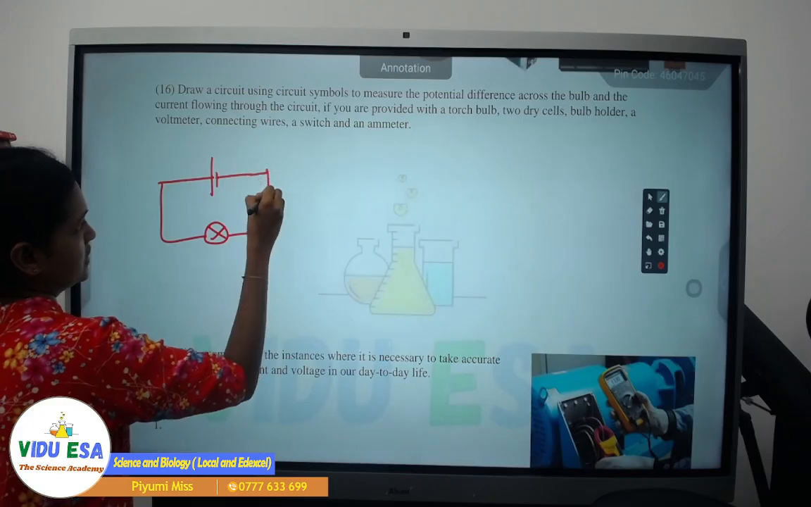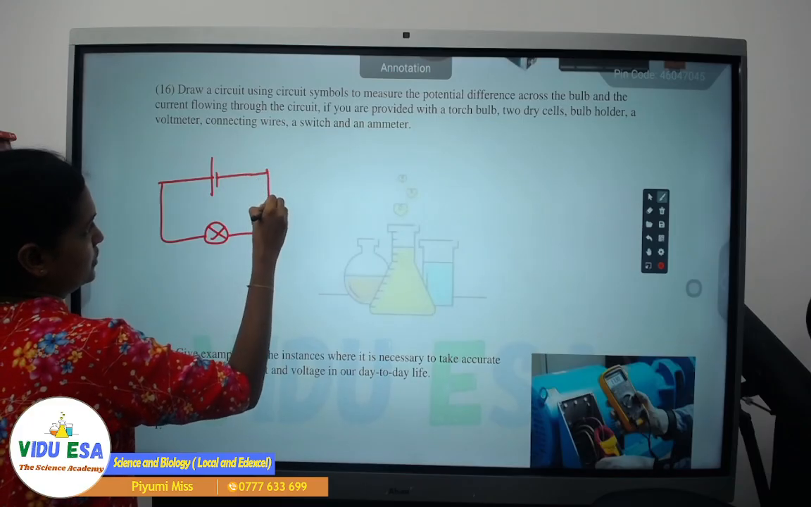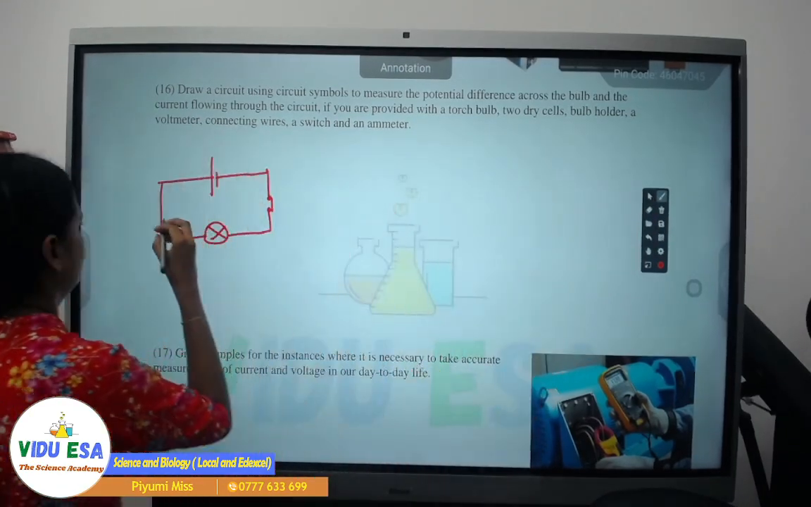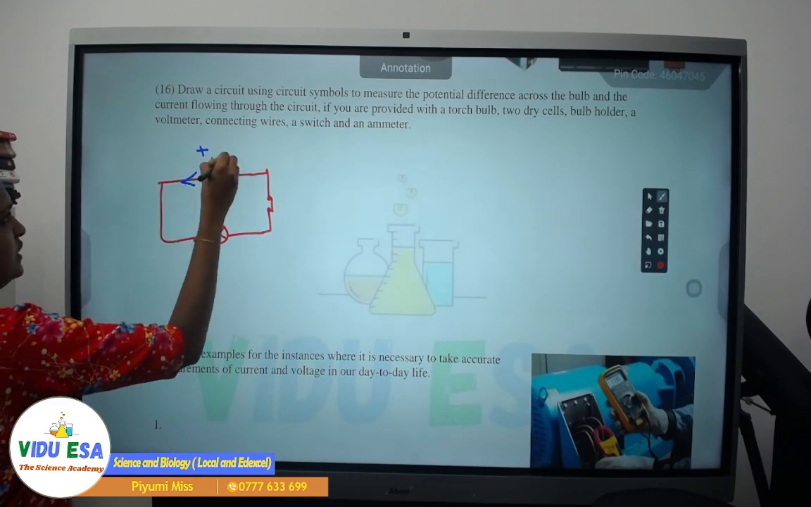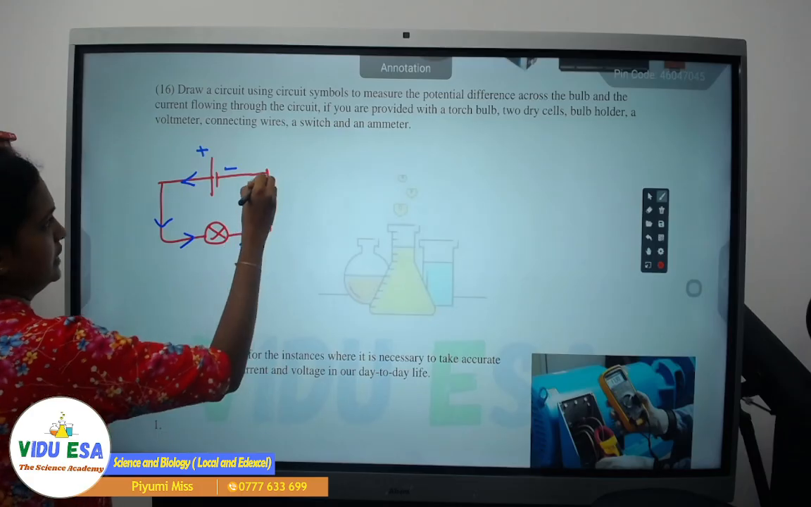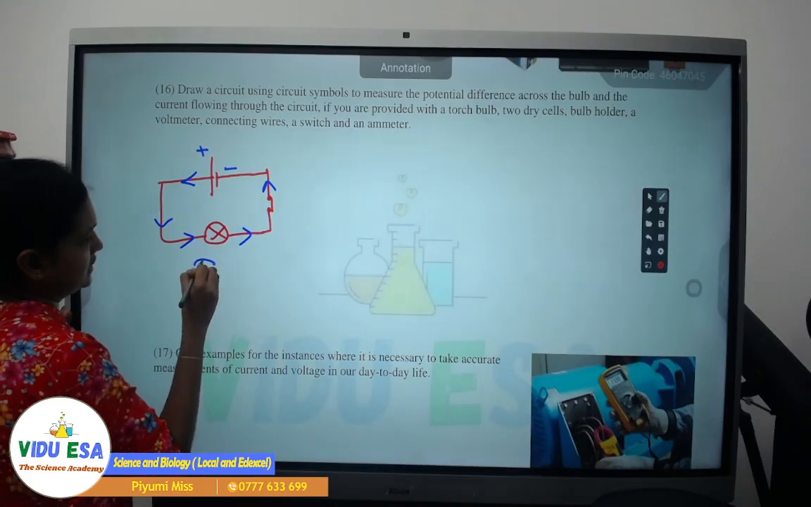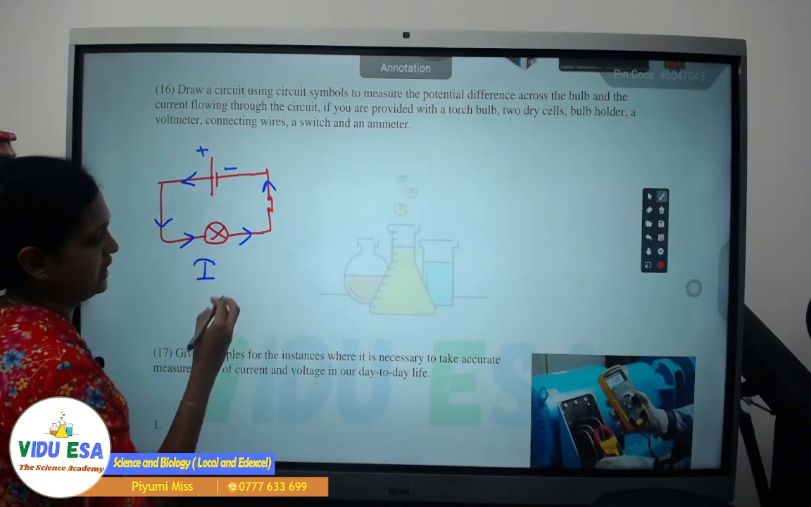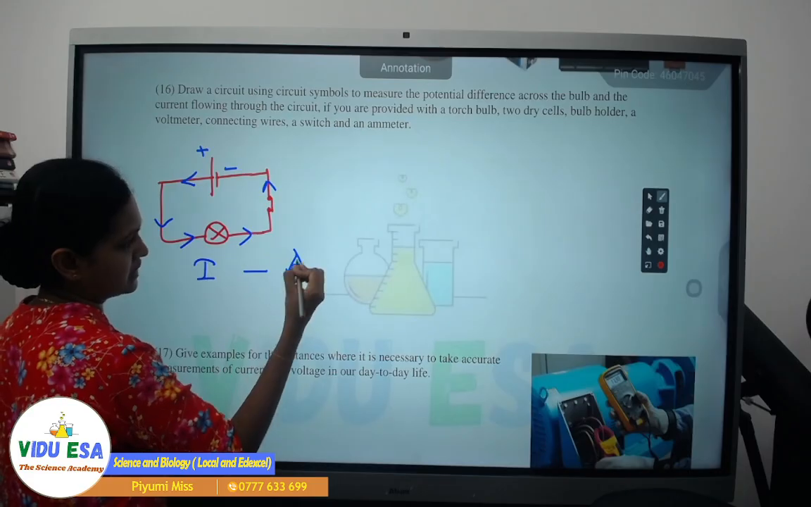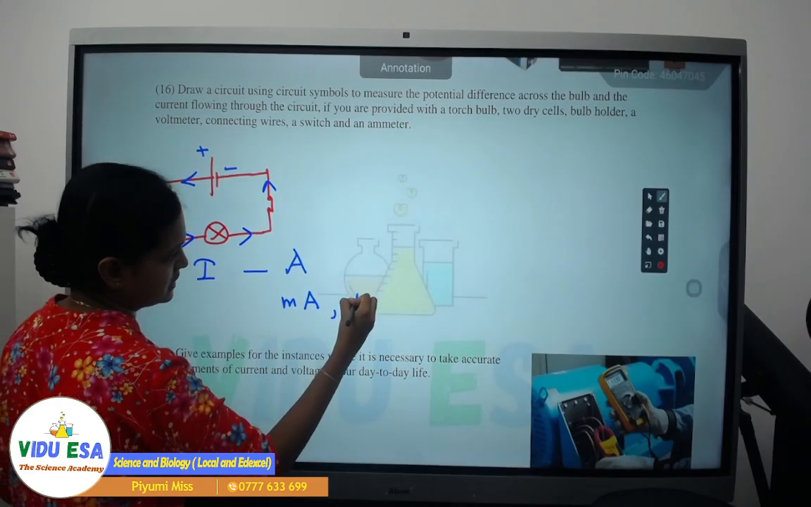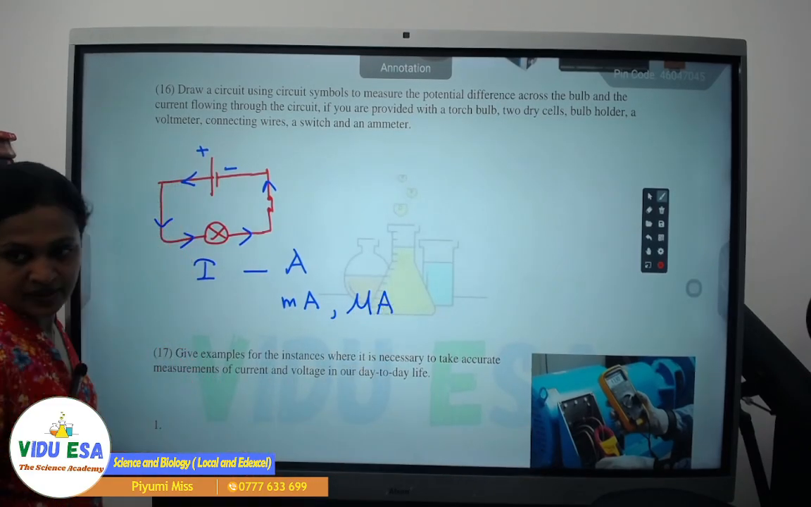So if I draw a simple circuit, I will draw a closed switch. The current passes through this closed pathway, that is from the positive terminal to the negative terminal. So this is a closed circuit, right? And the electric current is symbolized as capital I, and it is measured in amperes, right? In addition to that, we mentioned milliamperes as well as microamperes, right?